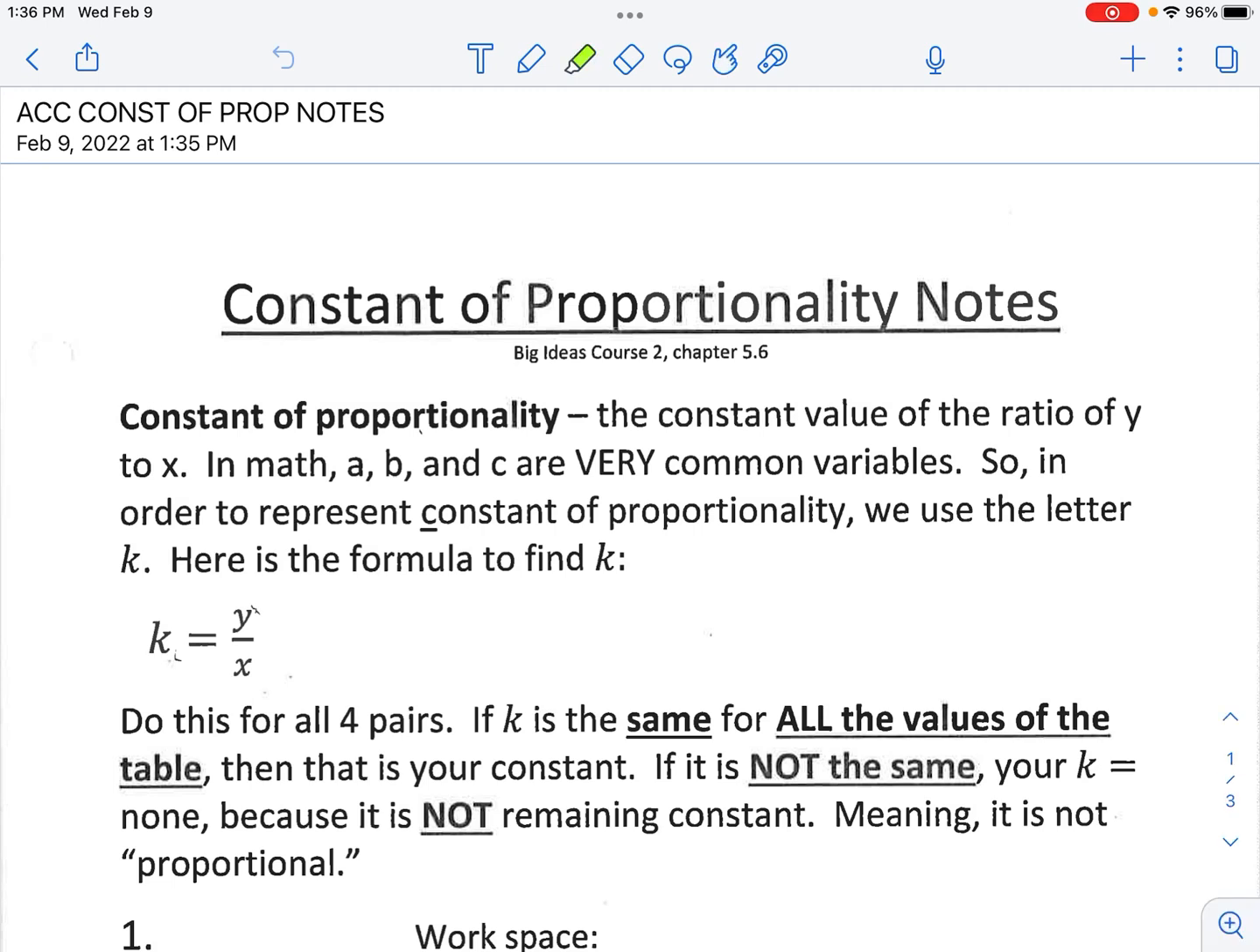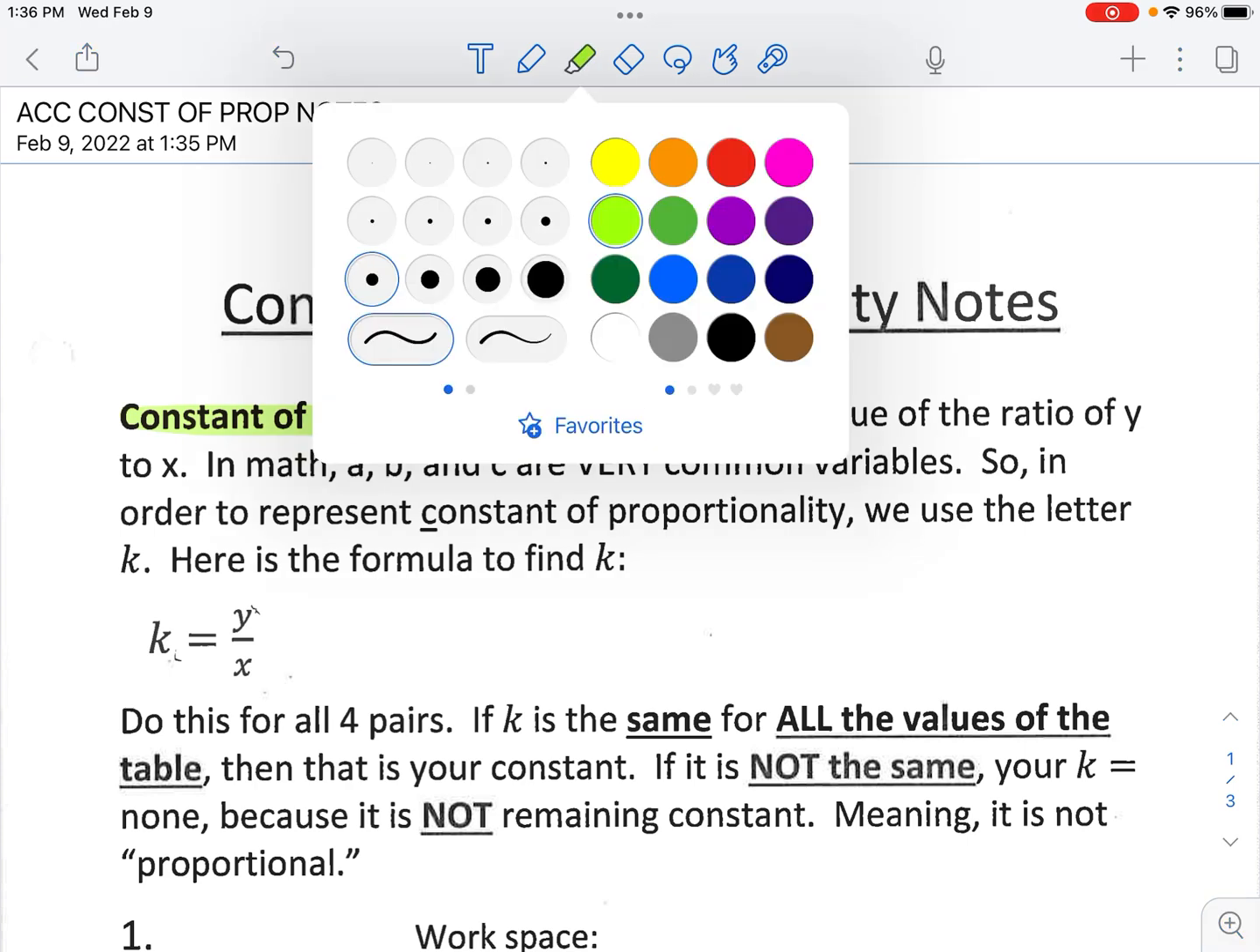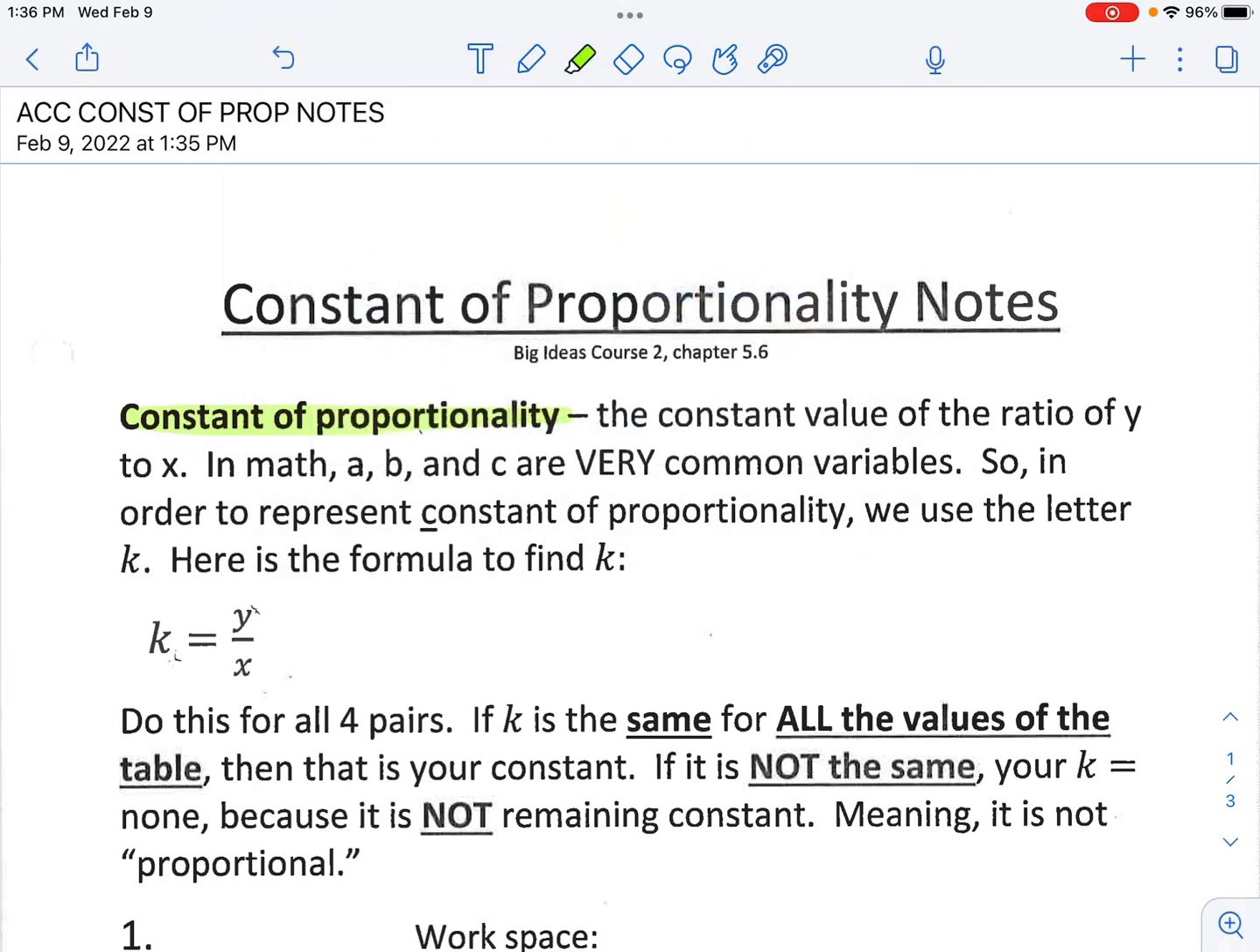So right here is the phrase we're referring to, constant of proportionality. Definition: the constant value of the ratio of y to x. The ratio of y to x. So we've been talking about ratios for a long time. So the ratio of 5 dogs to 3 cats would be 5 to 3.